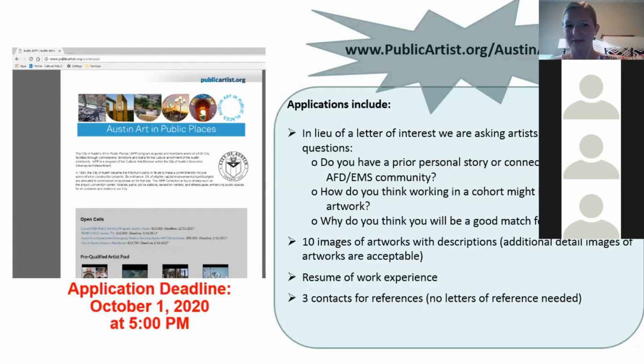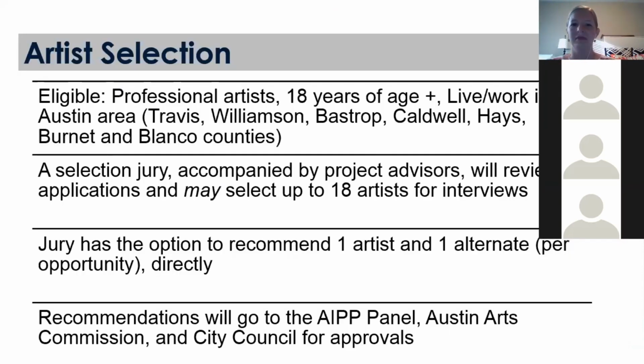Sure. So the pre-qualified pool is essentially a tool for selection on certain projects. Some projects, like this AFD EMS call, AIPP is releasing as an open call, so anyone living within the 7-county metropolitan area for Austin, if they're over 18, can apply. In other instances, AIPP and the sponsoring department might choose to instead draw from the pool. It's a fast-tracked or different method for selection, and being in the pool will make you more eligible for the projects in which the pool is being utilized, as opposed to a project using just an open call.